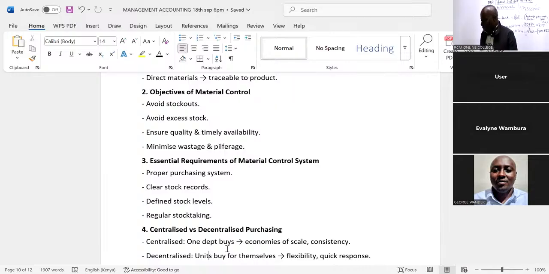Great. So number 4, we have what we call centralized versus what here? Decentralized. Centralized is when we have one department, perhaps the purchasing department, which in this case buys all the stock for all the other departments. That is central. And then we have decentralized, when each department buys goods for themselves.